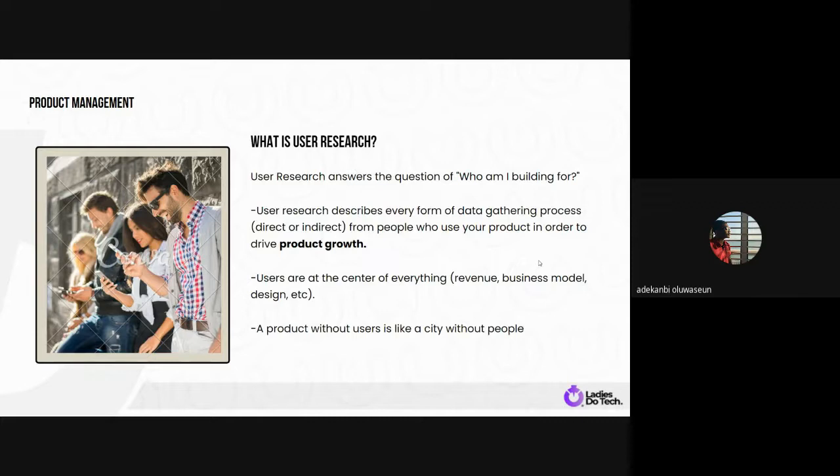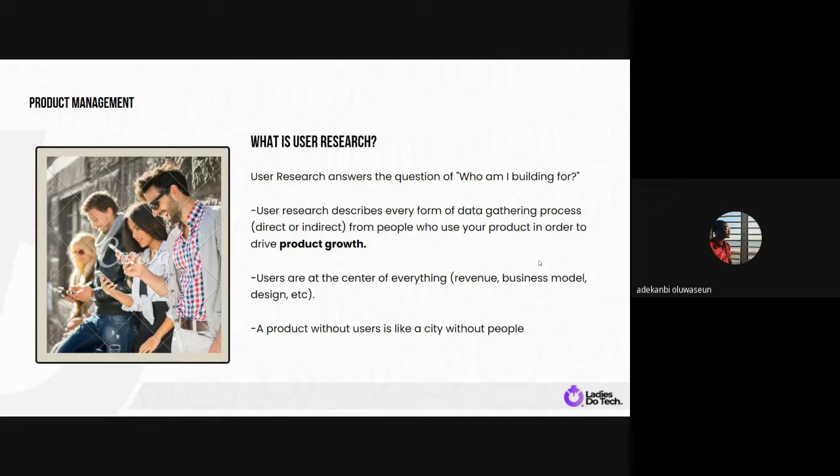To drive product growth. At the core of your work as a product manager, everything you do revolves around product growth. How can this product get to the next level? How do we earn more revenue? How do we get more users? Those are growth metrics.